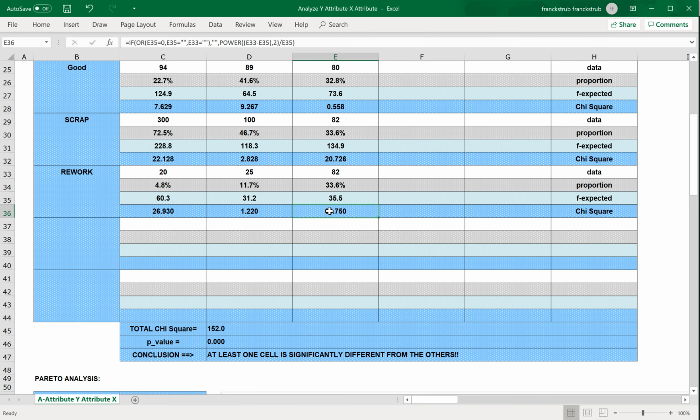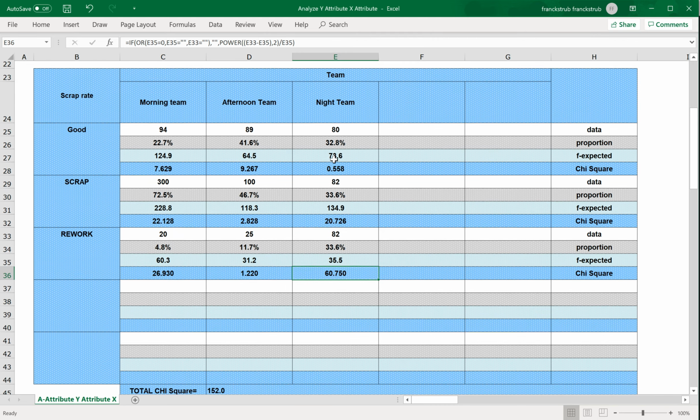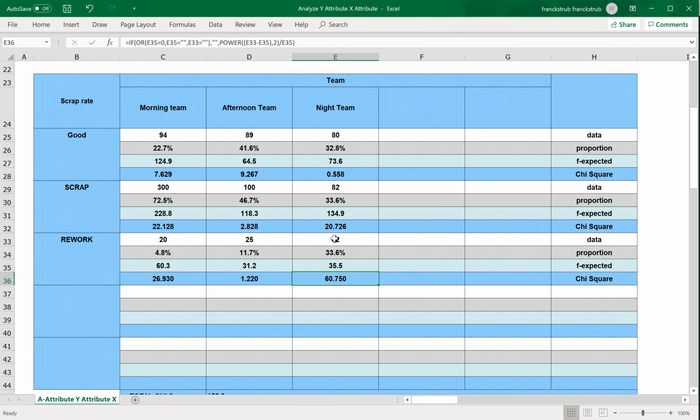And in this case, it's here, 60.75. It's almost half, 40% of this total chi-square value. So this individual chi-square value for this team 3 for rework is a really very significant difference compared to the other teams. So yes, the 9 team is different in terms of rework. They are doing 82. We expect 35.5, and it's not the case. So we have a big chi-square difference contributor value.